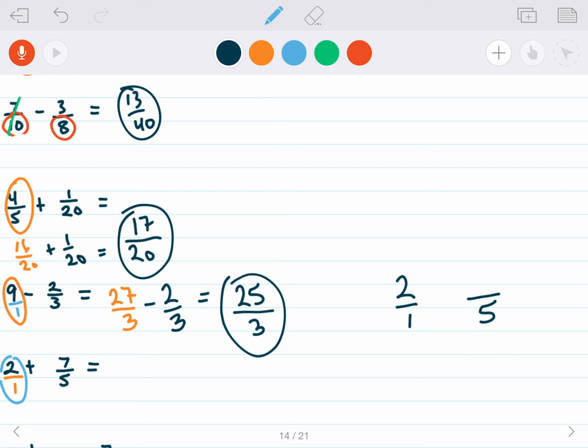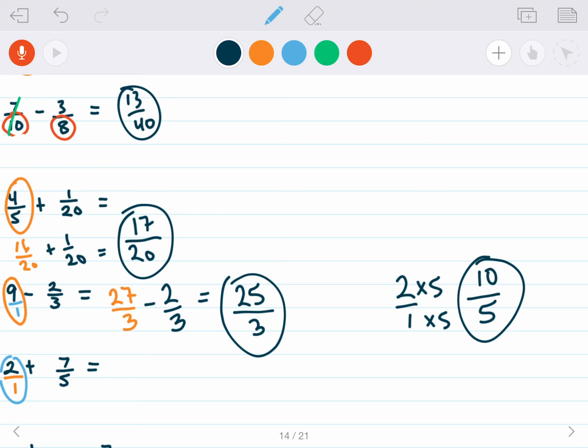What do I have to multiply 1 by to get 5 on the bottom? Well, I have to multiply him by 5. So I do the same thing at the top. 2 times 5 is 10. So 2 is secretly 10 over 5, which should make sense, right? This is 10 divided by 5.